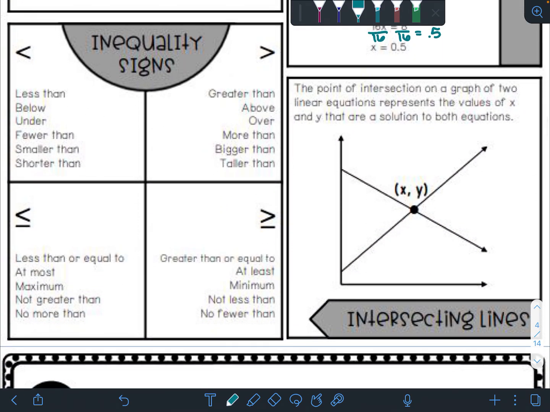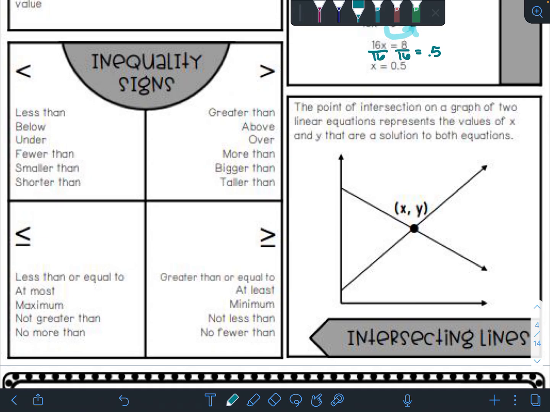Inequality signs, I will let y'all read over inequality signs. Make sure that you use this whenever you are doing your scavenger hunt here in a little bit, because those inequality signs will help you.